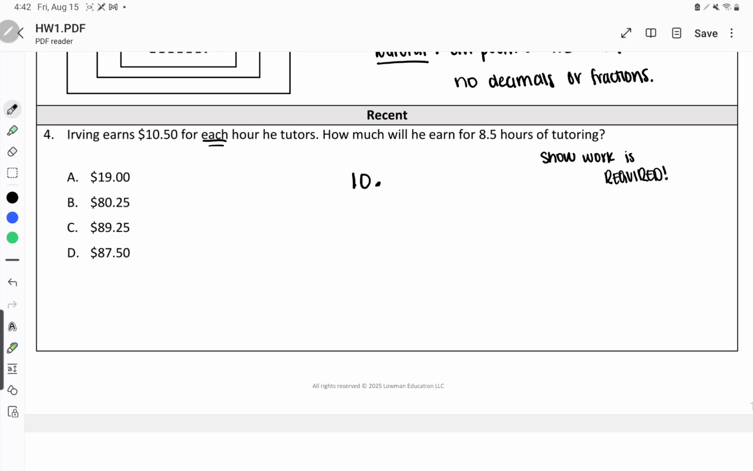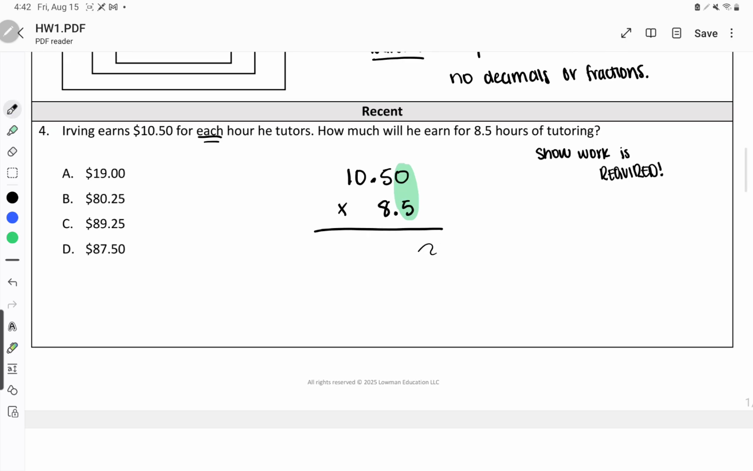So we have 10.50 times 8.5. We're going to start with 0 times 5. 0 times 5 is 0. Then we'll do 5 times 5. 5 times 5 gives me 25, so I'm going to write down my 5 and carry my 2. Then I have 0 times 5. 0 times 5 is 0, and then plus 2 gives me 2.